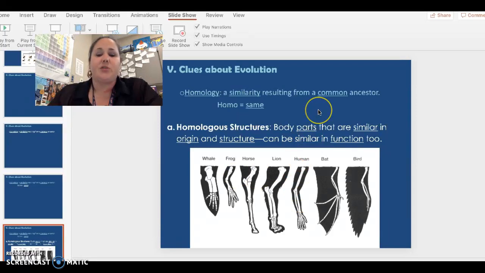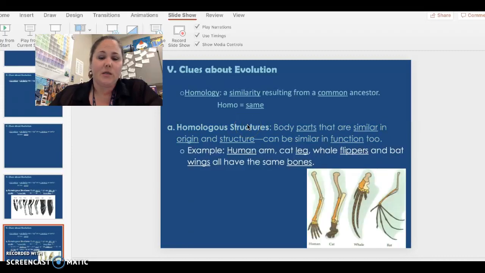So homologous structures are body parts that are similar in where they're located and what they look like, and can be similar in function too. I'll let you think about that. Here's my example again: human arm, cat leg, whale flippers, and bat wings all have the same bones. It's crazy. Science is fun.